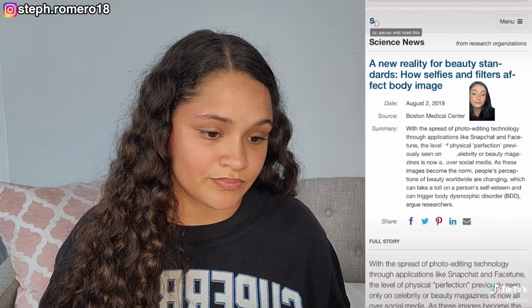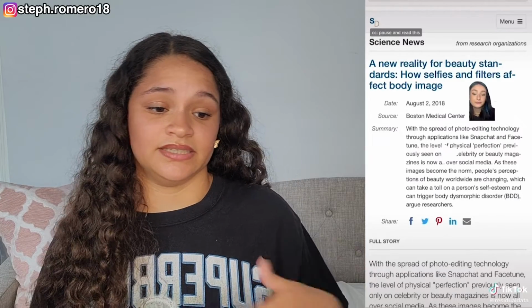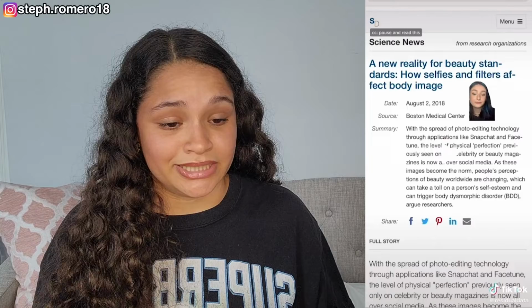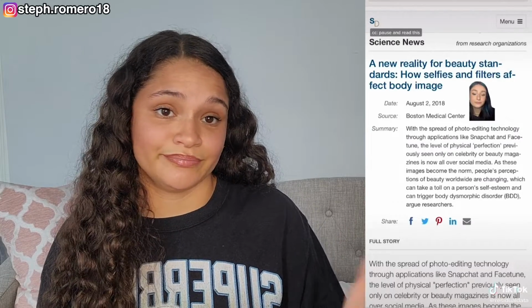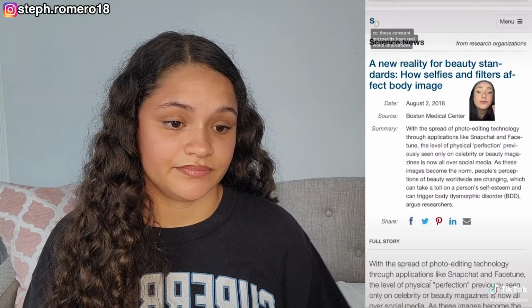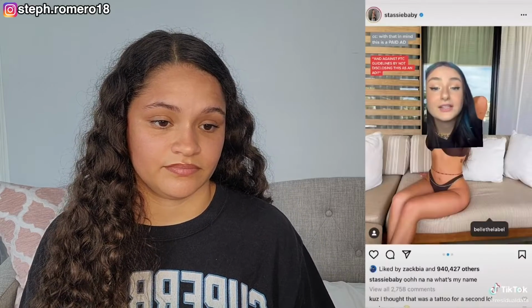So yeah, and then it says at the end, this can take a toll on a person's self-esteem. And this is coming from an article, it looks like. So these constant micro edits have real world implications. With that in mind, let's look at the original photo.